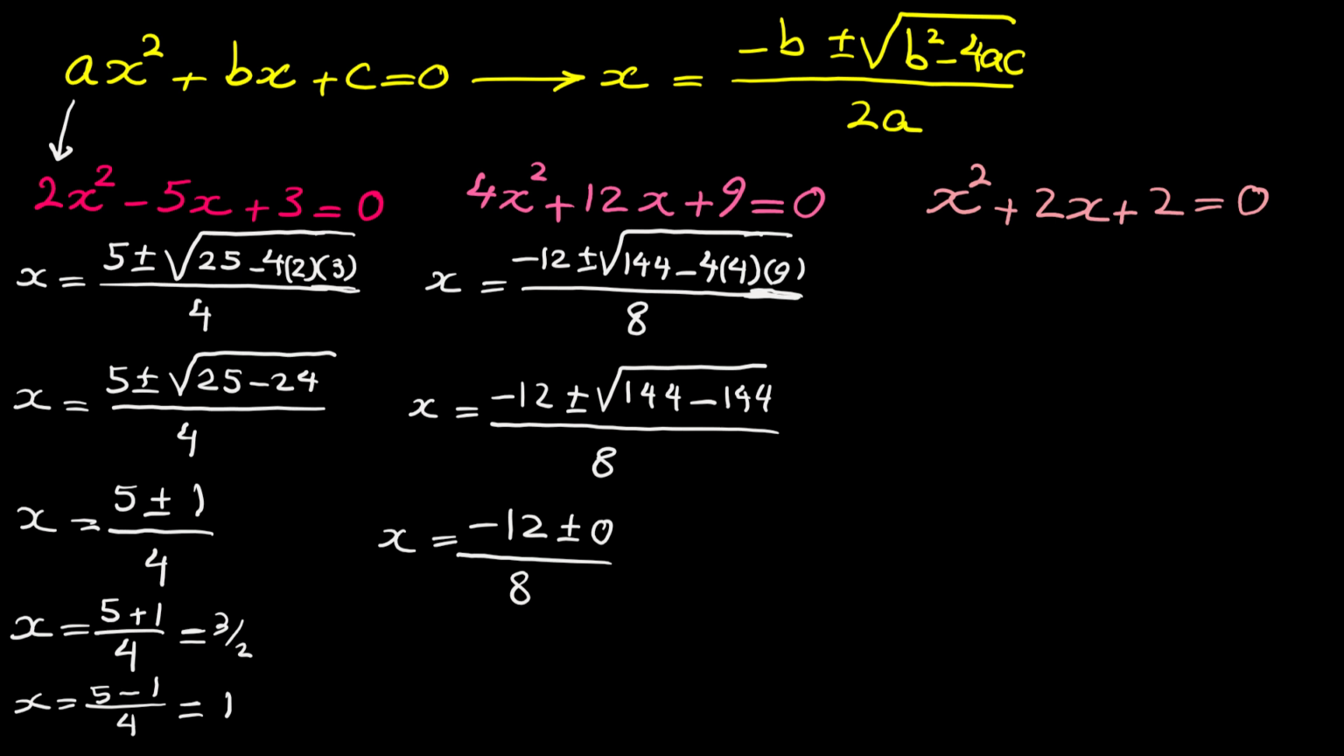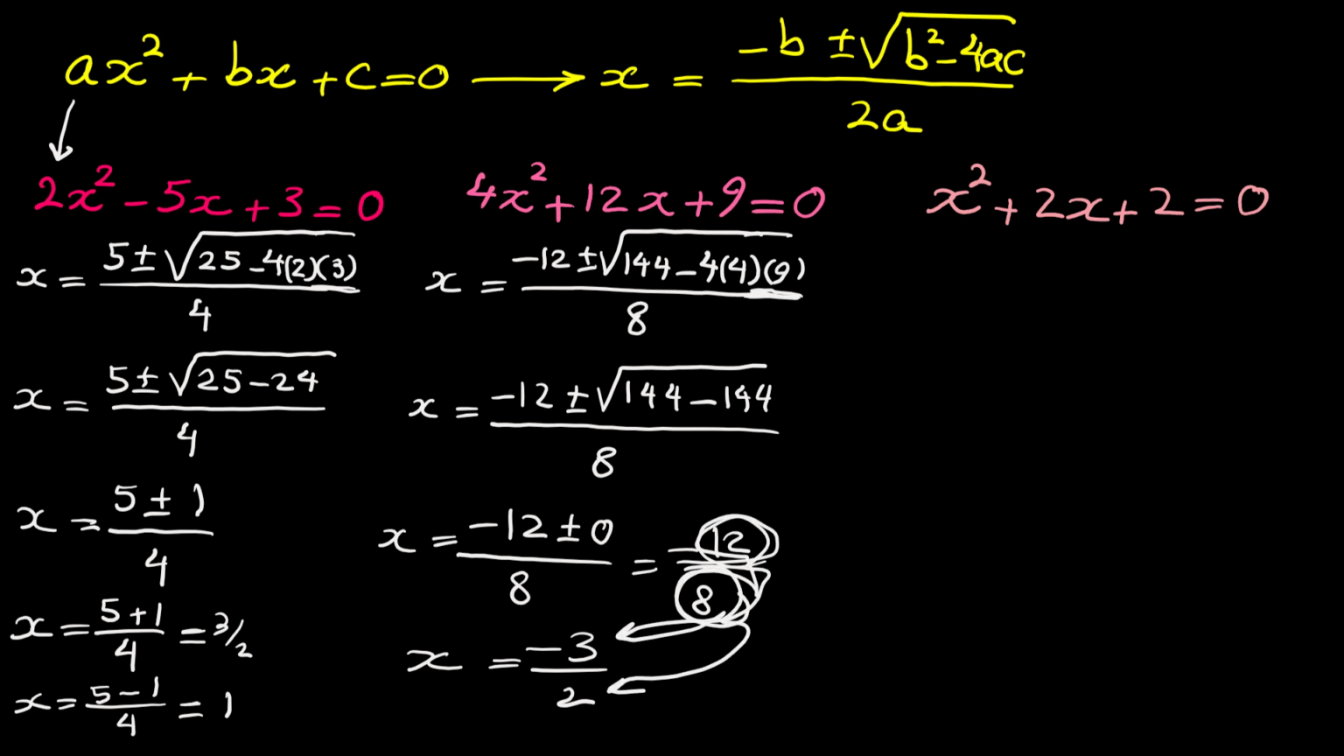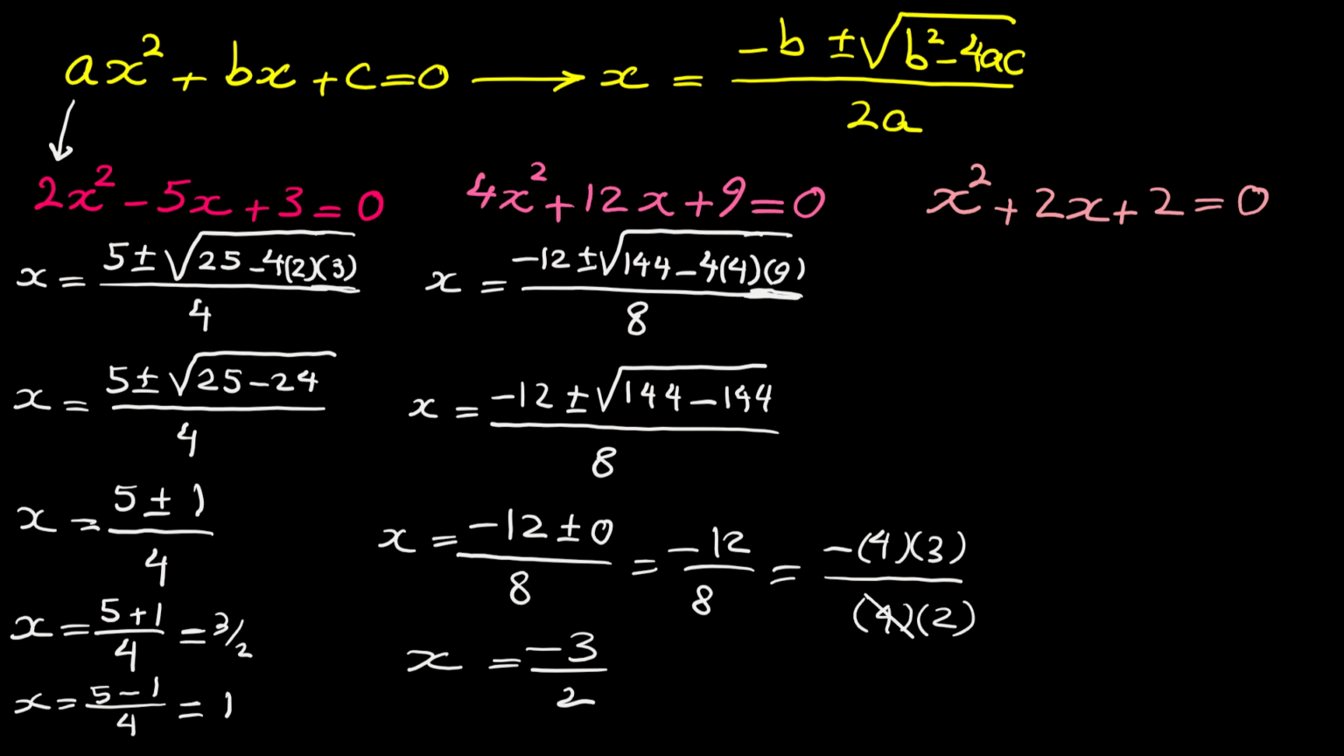And that root is negative 12 over 8, because negative 12 plus 0 or negative 12 minus 0 is negative 12. So this equals negative 12 over 8. If we simplify this, it is negative 3 over 2. If we simplify the numerator and denominator by 4, 12 divided by 4 is 3, 8 divided by 4 is 2. Attention, negative 12 is negative 4 times 3, 8 is 4 times 2. If we cancel 4 with 4, then we have negative 3 over 2.